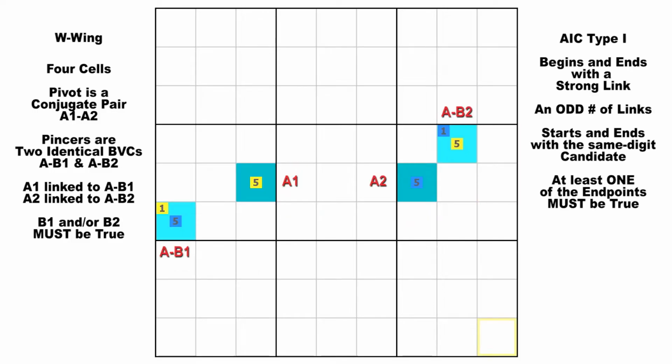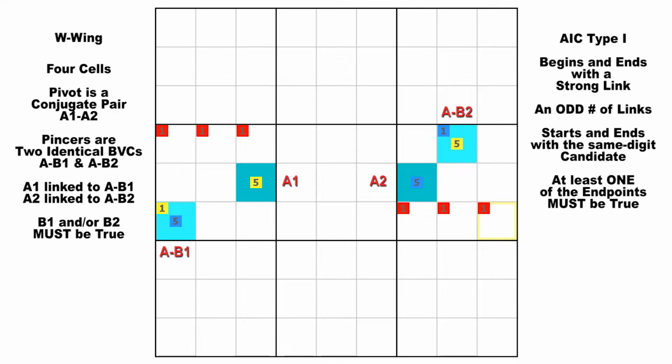Like here in this diagram, the two candidate Bs are candidate 1, and they lie in the same chute. So there are 6 cells that can see both of those endpoints, and they would be here. If there was a 1 in any one of those 6 cells, they would be false.